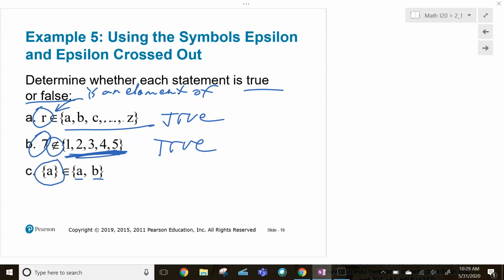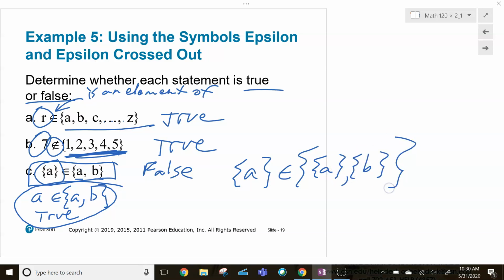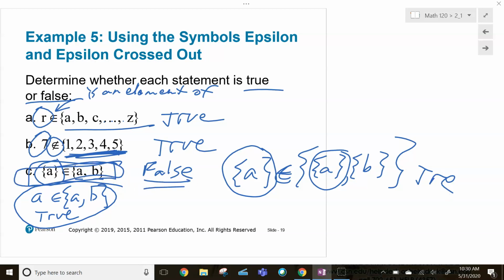So this is a little tricky, but this one's false. Now that would be true. This is true, right? But this is not, because the only way to make this true is we would have to have something like this. The set containing A is an element or is a member of the set containing A. Now that would be true. But as is, this is false. Okay.